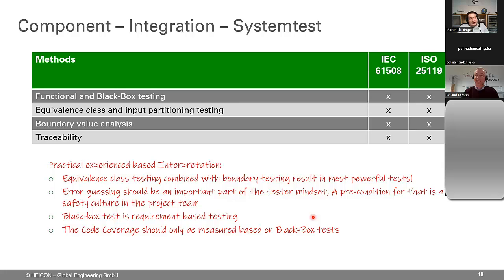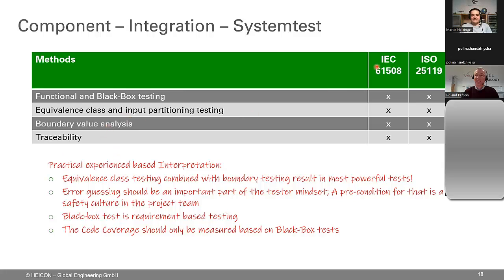So, the last table: the component integration and system testing. You see I put together component integration and system, the three tables more or less in the standard, because it's more or less all the same in all standards, on all levels. Do functional and black box testing, use equivalence classes for input partitioning, and combine it with boundary value analysis, and do traceability from your tests and test results to your requirements or architecture, wherever you derive your test cases from.